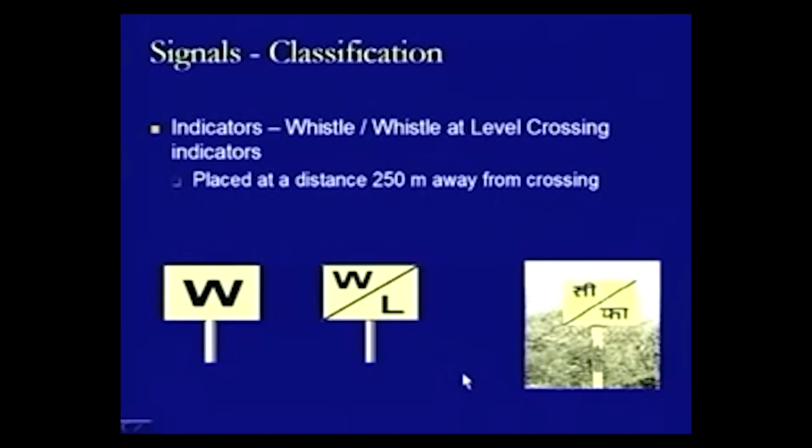Generally, it is placed at a distance of 250 meters away from the crossings, and this is how the W oblique B is also used, where it is whistle because you are reaching the bridge. So, B is for bridges.